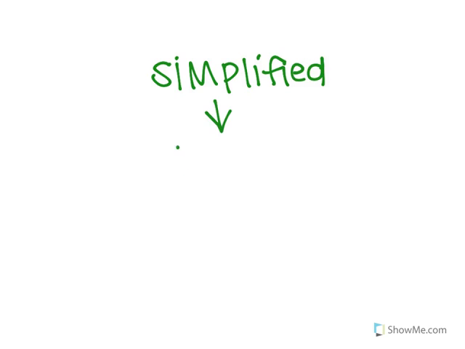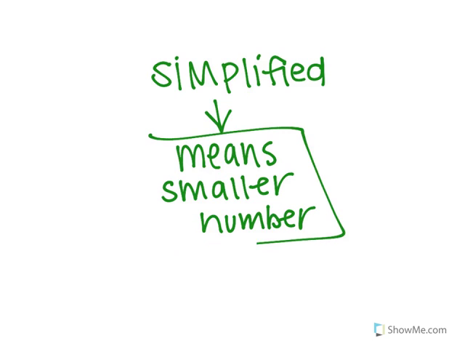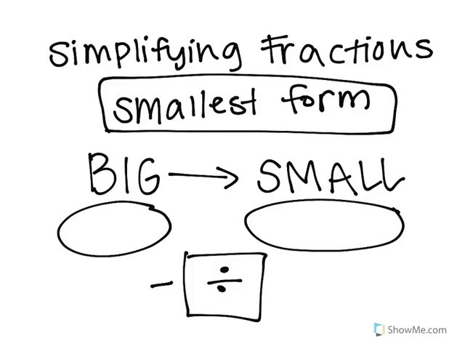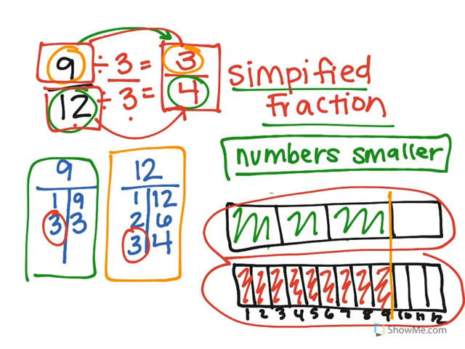Okay, so remember, simplified fractions just means a smaller number. The size stays the same. So we're just getting the bigger numbers like I had earlier. You can see I'm taking the bigger number 9 and I made it a smaller 3. Bigger number 12, made it a smaller 4. They stayed the same size. They're just smaller numbers. It's still an equivalent fraction. It's just a smaller version of it.